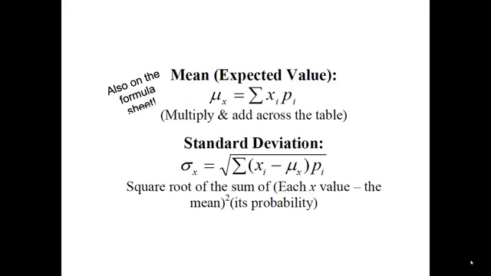Mean and standard deviation of a discrete random variable. This is on the formula sheet. The mean is the sum of x sub i times p sub i. The standard deviation is the square root of the sum of x sub i minus mu sub x squared times p sub i.